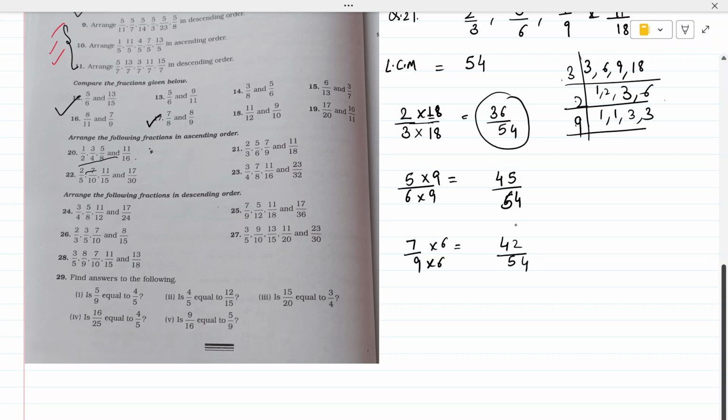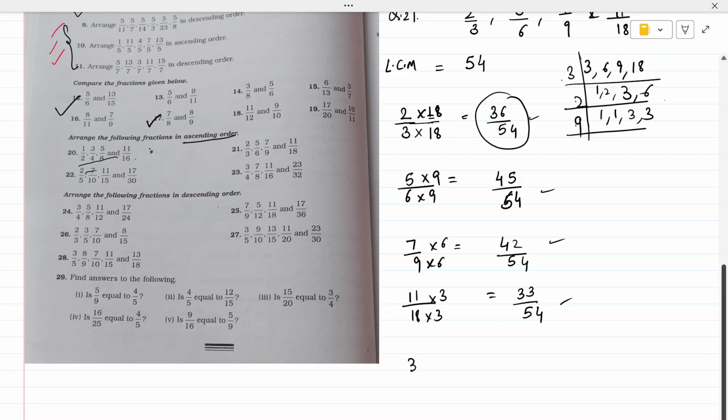And the last fraction which is given to us is 11 by 18. So 18 into 3, here also with 3. 33 by 54. So we have these fractions now which have the denominator common, the same denominator. Now what do we have to do? We have to arrange them in ascending order.